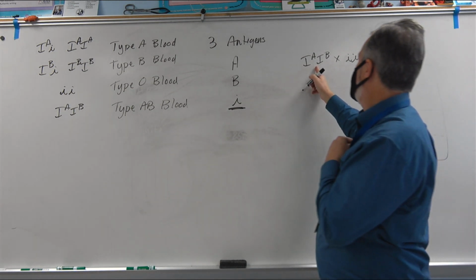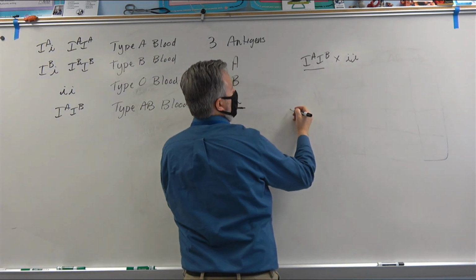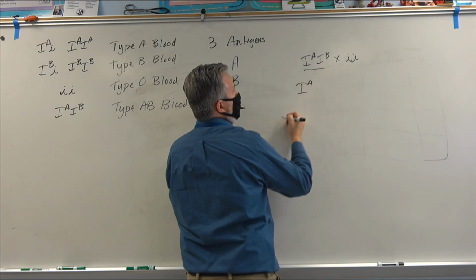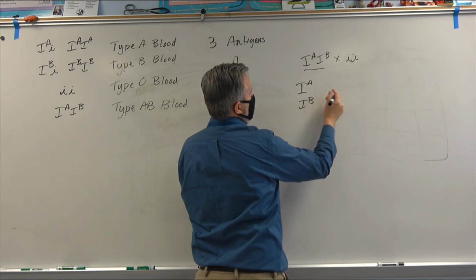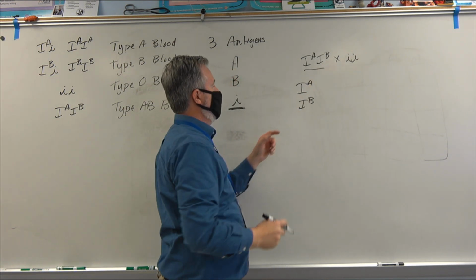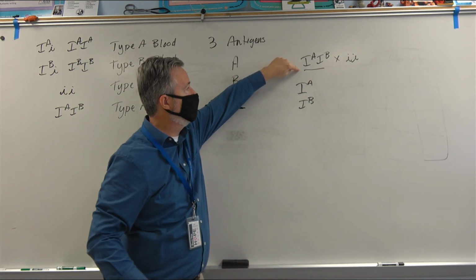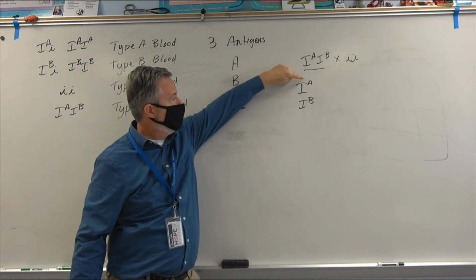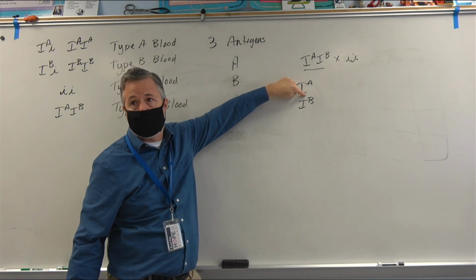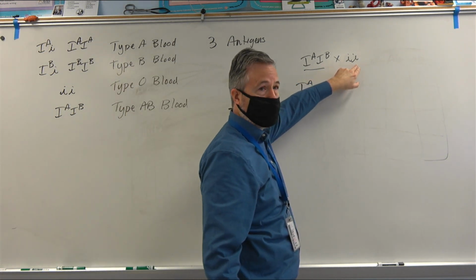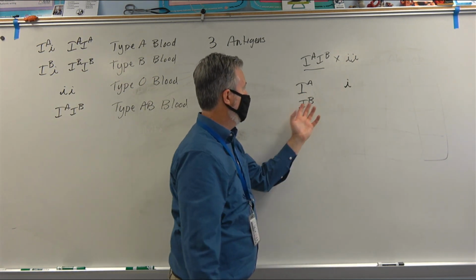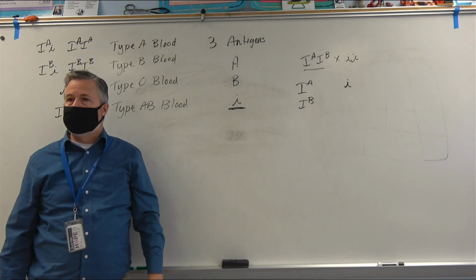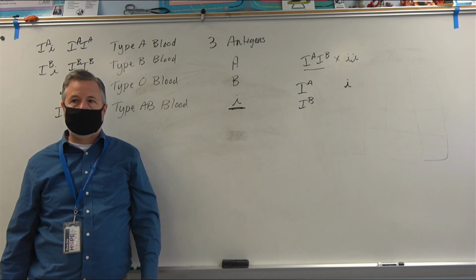Okay? What gametes would this one make? No, this wouldn't make, there's no little i here. What gametes would this one make? That's it, right? What gametes would this one make? Little i. So basically, you're going to get 50-50. So far, so good? Okay.